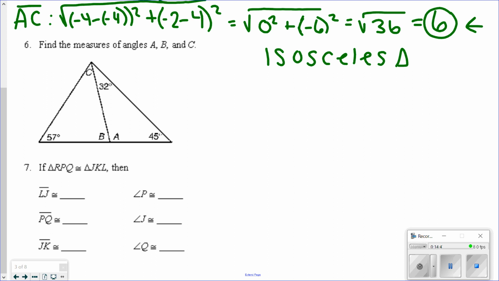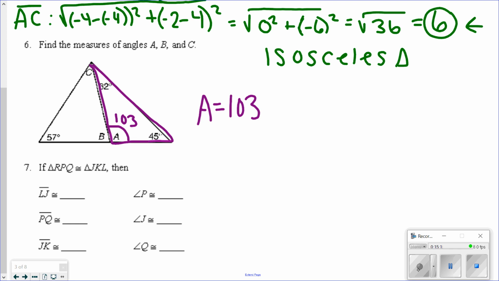All right, so let's start with angle A. So once again, we have our triangle here. It adds up to 180. So that means that angle A is equal to 103 degrees. So I'll write that in here, 103.